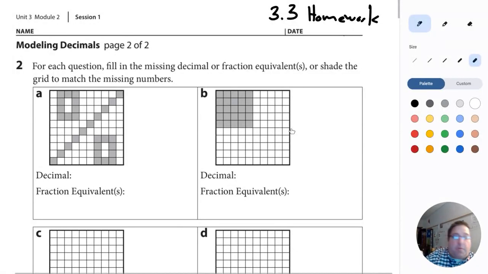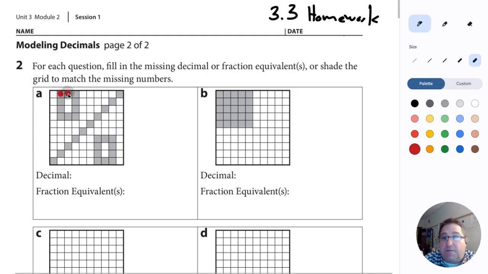All right, guys, 3.3 homework. Here we go. This one is a lot about fractions and decimals. On our first page, for number 2, we want to write the decimal and the fraction equivalent for what is shaded in. In class, we said, let's just see how much is shaded in.